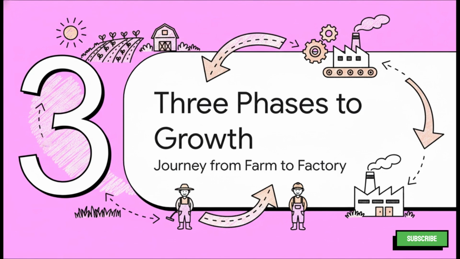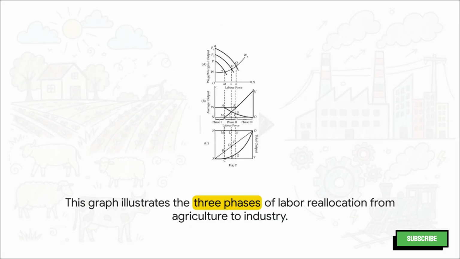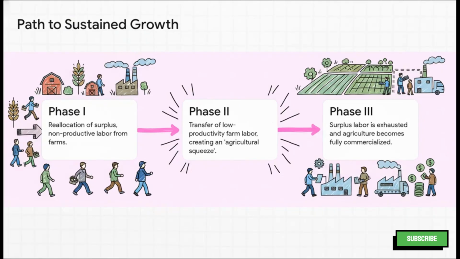Okay, so now we get to the absolute heart of the theory. Fei and Ranis lay out this whole transformation as a three-phase journey, that path from the farm to the factory that completely reshapes the entire economy. Now, I know this graph might look a little intimidating at first, but don't worry. This one image tells the entire story of the theory. It shows how labor moves from agriculture to industry and the effect that has on the economy. We're going to break it down piece by piece and walk through each phase nice and slow. These are the three main steps that put a country on the path to self-sustained growth. First, you reallocate the surplus labor. Then comes a period called the agricultural squeeze. And finally, you get the commercialization of agriculture.